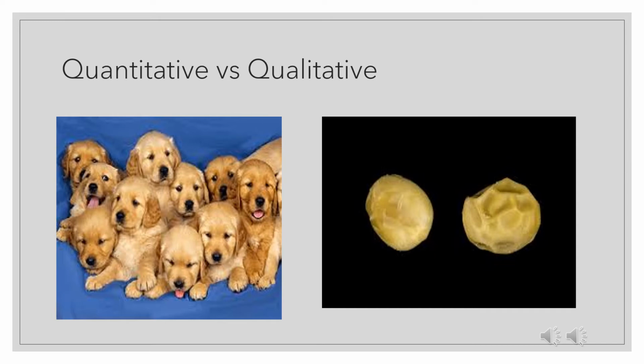I put a picture of a litter of puppies there because that shows another example of a quantitative trait. So a litter can have 1 puppy, or 3 puppies, or 5 puppies, but it's an amount of puppies. And I like puppies.